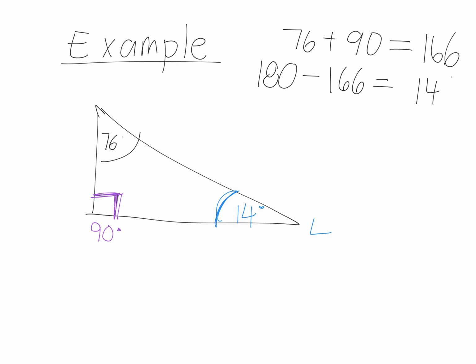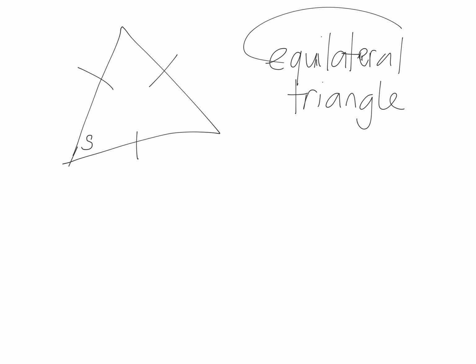This is L, K, J, an equilateral triangle. What does that mean? That all the sides are equal, so this side is equal to this side, to that side. If all of the sides are equal, that means all of the interior angles are equal. So if this is labeled S, this is S, and this is S, every single angle has to be equal because it's an equilateral triangle.